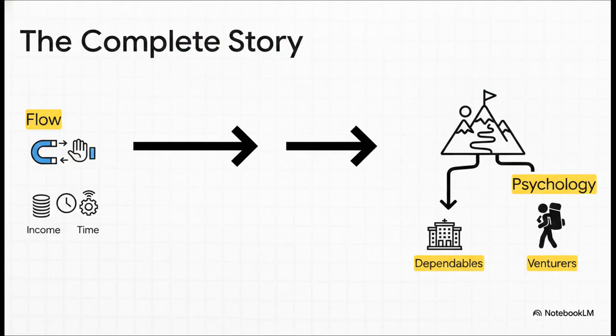Let's just walk through that complete story one last time. It all begins with the push and pull factors that create the flow of travelers. The size of that flow is supercharged by catalysts like more money and new tech. This massive influx pushes a destination to an evolutionary crossroads, and the path it takes all comes down to a psychological choice. Do we build for the dependables or for the venturers?